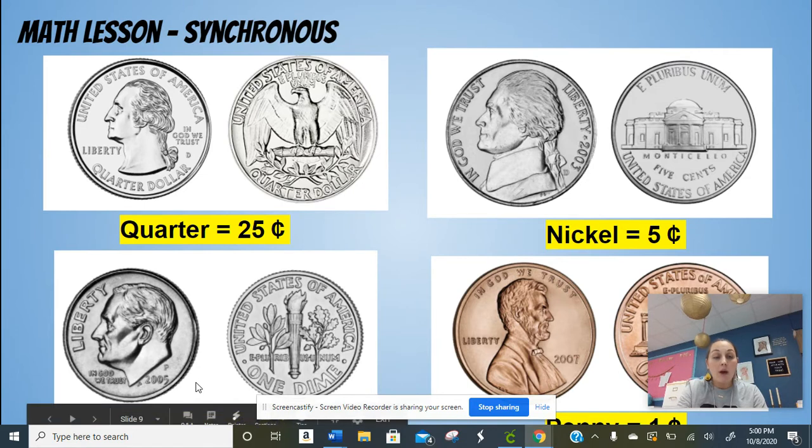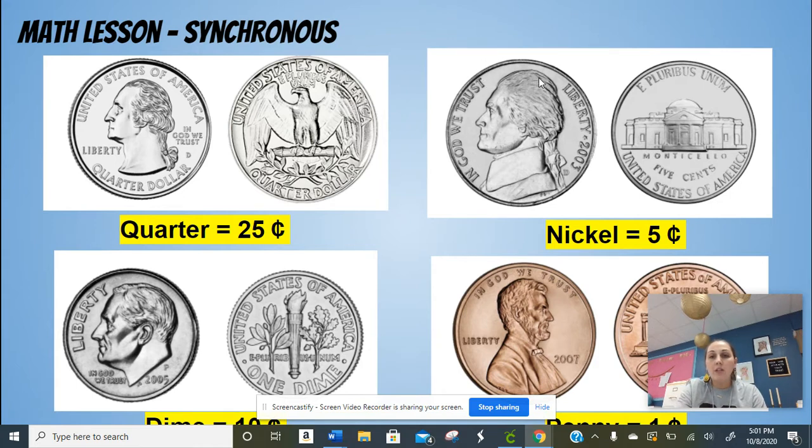If we look at the bottom left-hand corner of our screen, we can see a dime. The value of a dime is 10 cents. Okay, we have Franklin Delano Roosevelt on our dime. And if we look here, we can see that we have a flaming torch on the other side of the dime. Okay, moving on to the nickel.